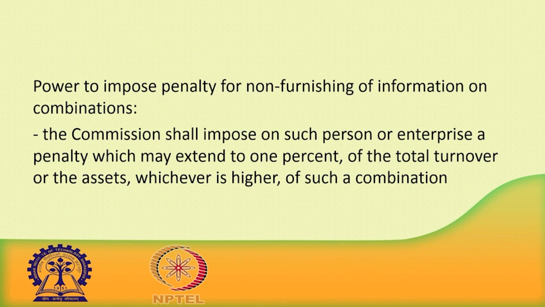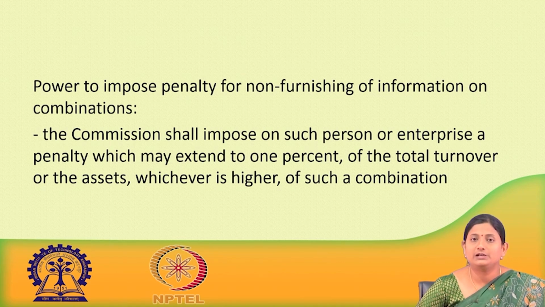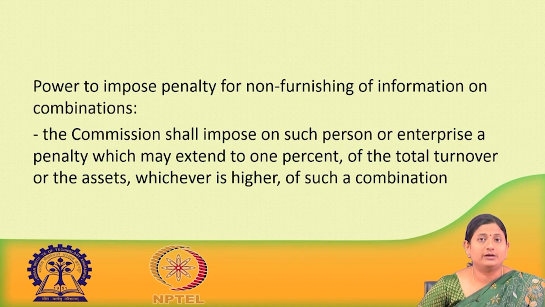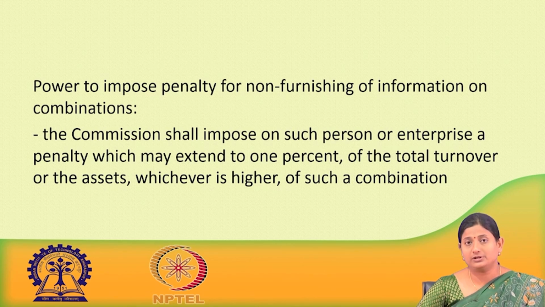Even when the first notice was given to the parties to the combination, and after the report from the DG, the Competition Commission asked the companies to publish all their relevant information in the public domain. If the parties to the combination do not furnish the information on the combination, they can also be penalized for that reason, and the penalty may extend to 1% of the total turnover or the assets, whichever is higher, of such combination. So it is an essential requirement that the companies abide by all the rules and procedures laid down in the Competition Act of India.